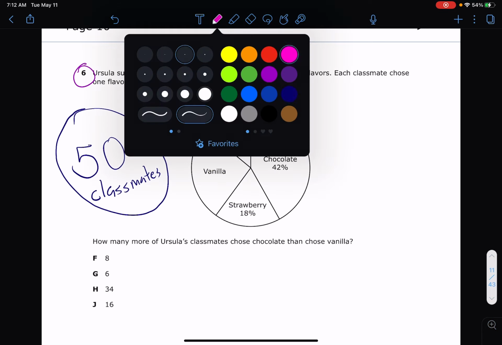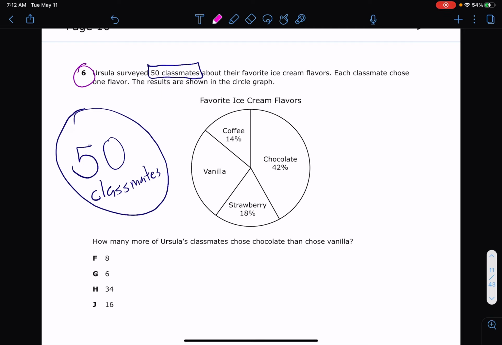It just says that for chocolate, para chocolate, 42% of 50 like chocolate. 42% les gusta, de 50 les gusta chocolate. 14% of 50, 14% de 50 like coffee, les gusta el café. And 18% of 50 y 18% de 50 les gusta fresa.